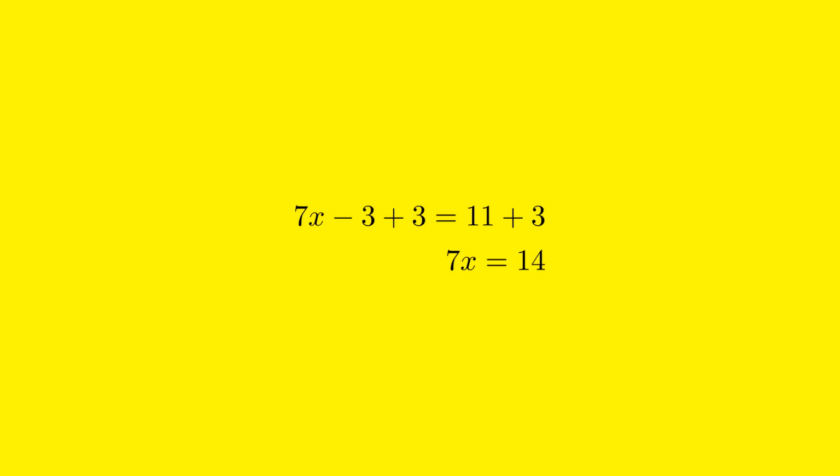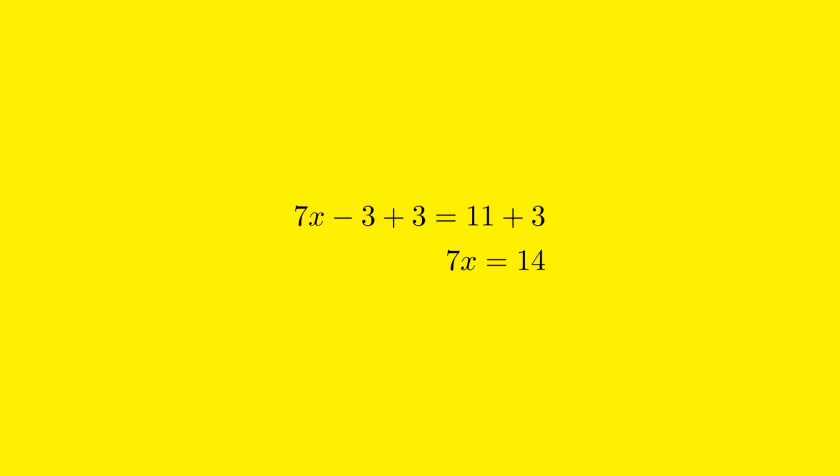Step 1. Identify the given equation. The equation presented is 7x minus 3 equals 11. Our goal is to isolate the variable x. This means we want x by itself on one side of the equation. To start, look at the term that is being subtracted or added to the variable x. In this case, it is minus 3.